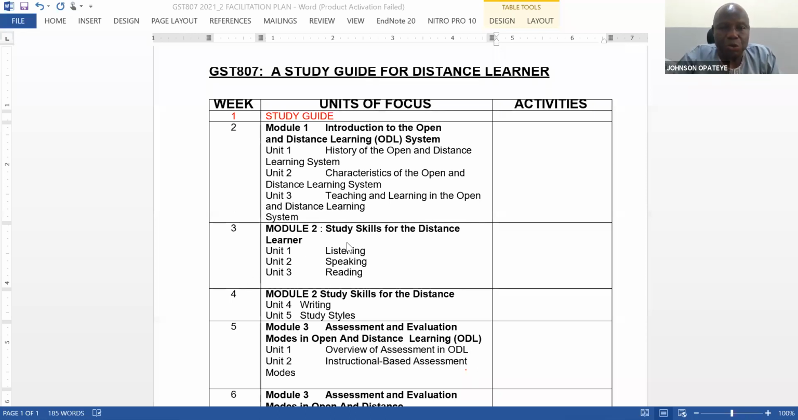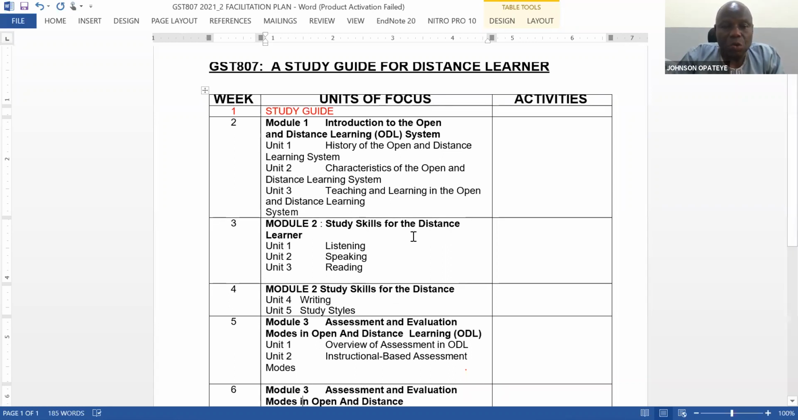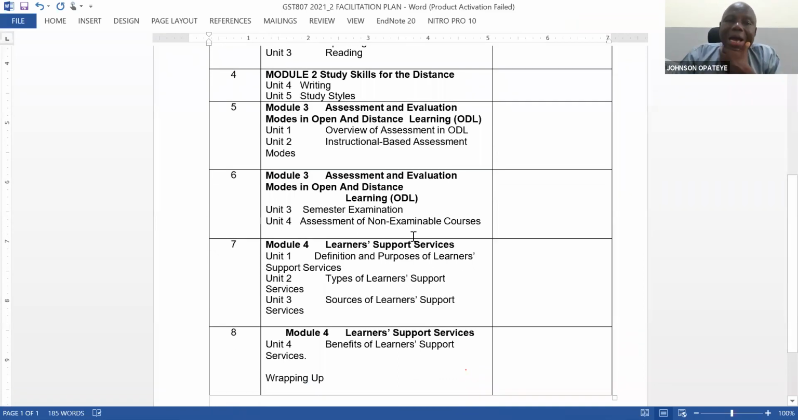So the third week, we are looking at module 2, study skills for distance learner. And we'll be looking at unit 1, 2, and 3, listening, speaking, and reading respectively. For week 4, we'll be looking at module 2, unit 4 and 5, still on study skills. And here, we are going to look at writing and your study styles. So week 5, we'll be looking at assessment and evaluation modes in open and distance learning. And for week 5, we look at unit 1 and 2 of that particular module on overview of assessment in ODL, then instructional based assessment modes.